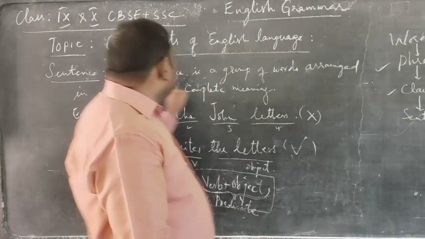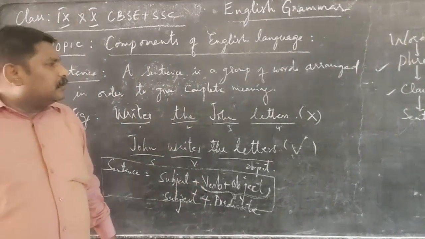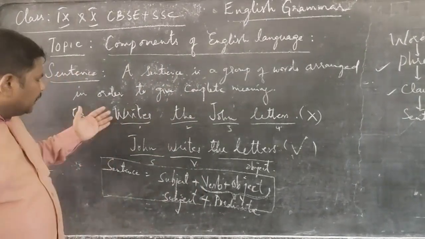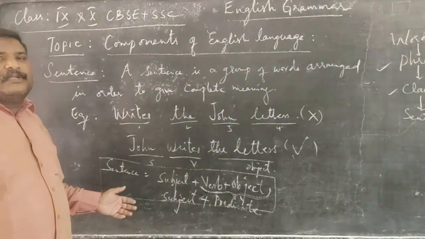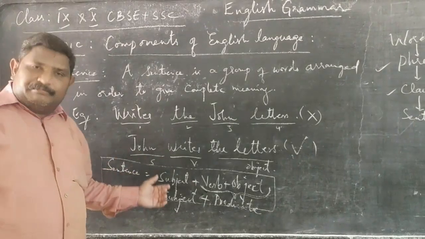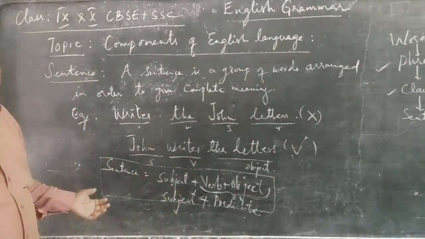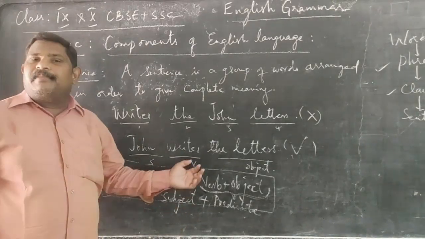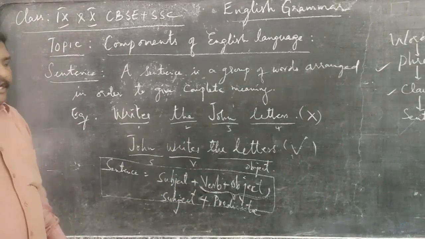A sentence is a group of words arranged in order which gives complete meaning. And here also we are seeing the sentence equation, which grammatically is a combination of subject plus predicate, or it can also be called subject plus verb plus object. So this is what we have learnt in the day 4 session.